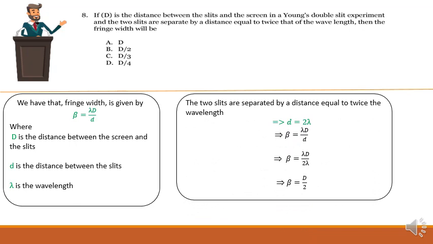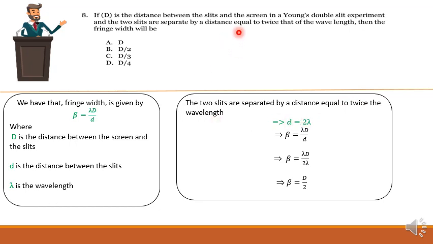Now, the two slits are separated by a distance equal to twice the wavelength. It means the slit separation is equal to 2 times the wavelength. It means the slit separation, small d, is equal to twice the wavelength. Please be careful.